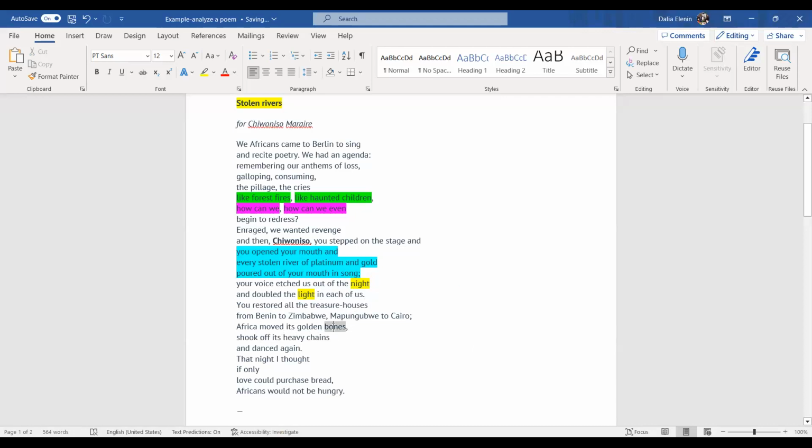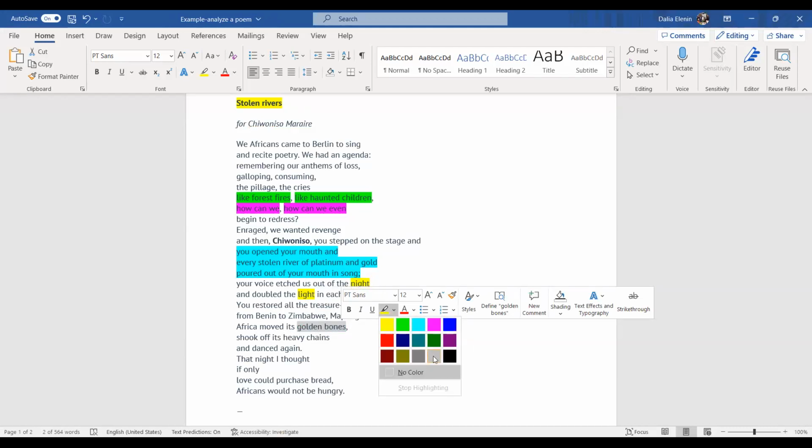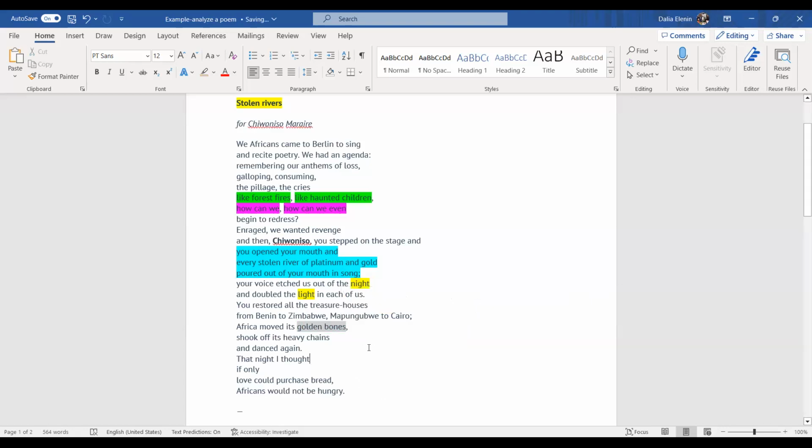And let me ask you, the bones of the people, are they golden? Can we see golden bones? This is again something that we need to stop at. "Shook off its heavy chains." Remember the black people when they were shipped in cargoes on ships from Africa to the US and all over the world. They crammed them in ships and put heavy chains on their legs, their feet and their necks. So look at the detailed description of the poet here, okay?